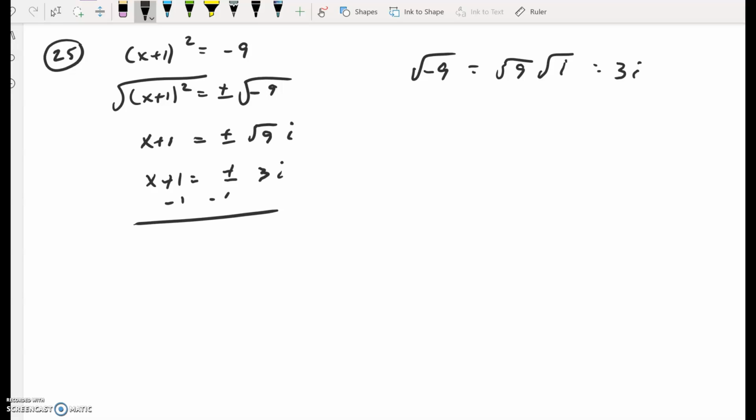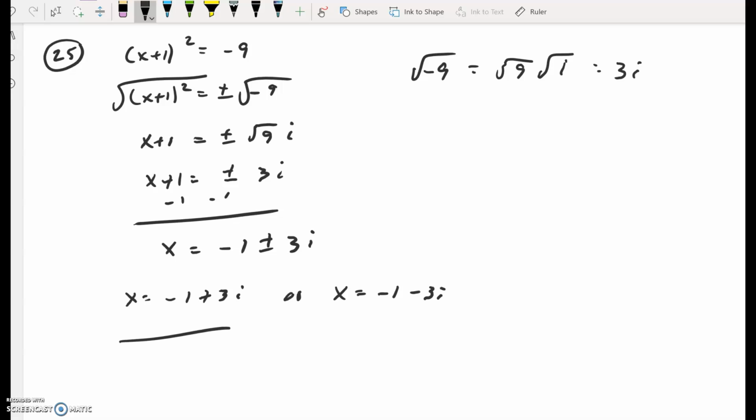We're going to take 1 away from both sides, and we have x equals -1 plus or minus 3i. Those are two solutions. X equals -1 plus 3i, or x equals -1 minus 3i. These two solutions do not need to be checked, but they do check.